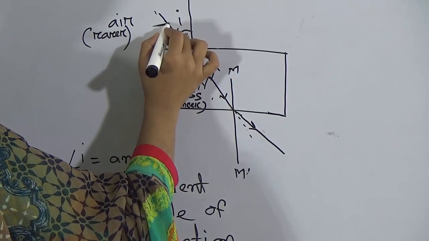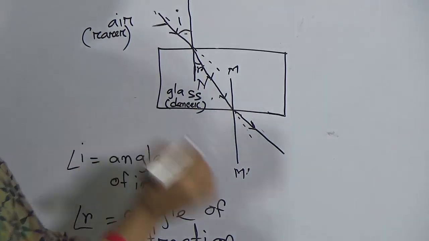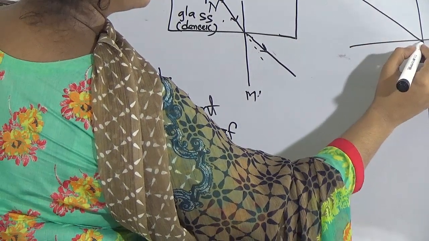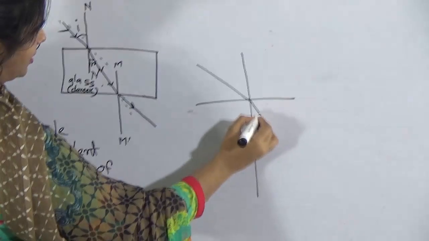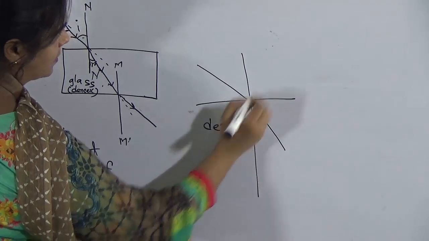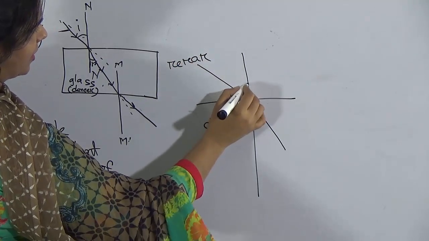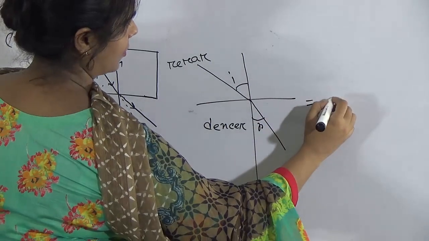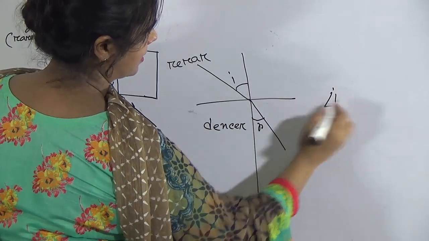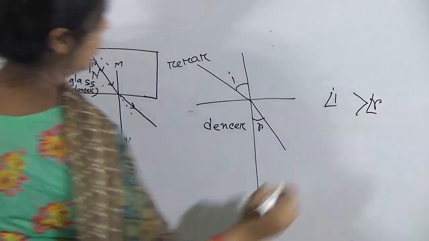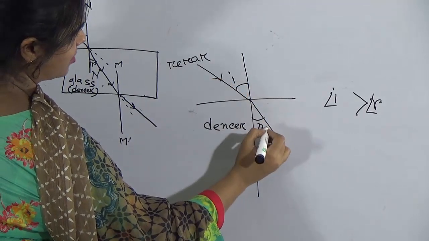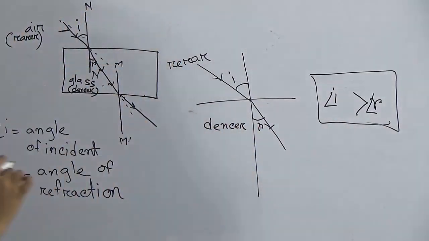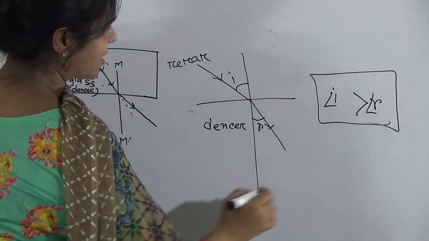And here, when the incident light ray enters from the rarer medium to the denser medium, that time I is greater than R. When light rays enter from the rarer medium to the denser medium, I is greater than R. This is the first law of refraction.